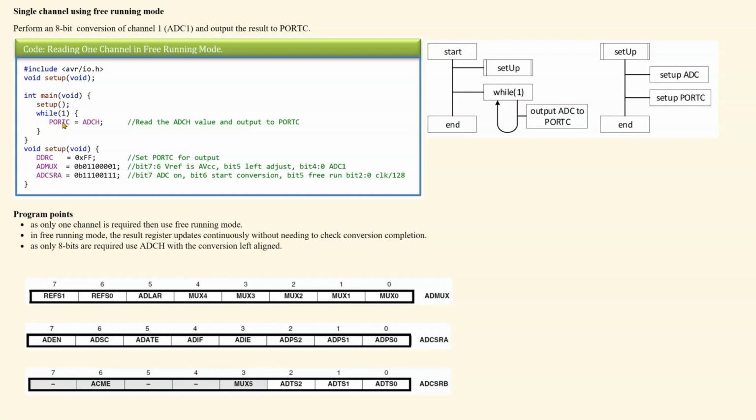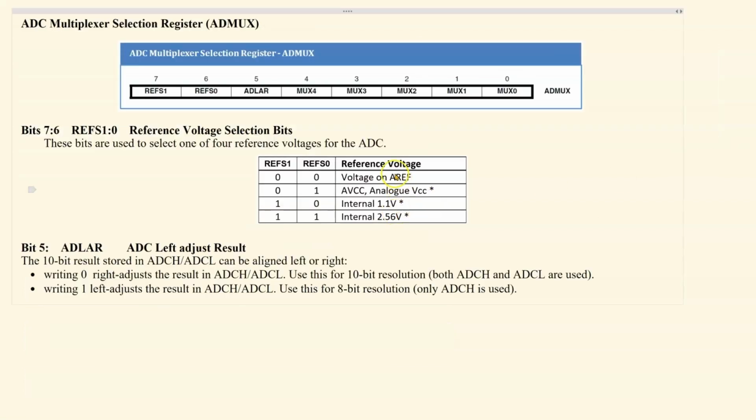Looking at the setup itself, we have DDRC, which sets all of port C for output. Then we're going to look at the ADMUX register. So the ADMUX register is shown down here. The first 2 bits are the reference bits. If I go to the reference bits here, we want to be using the AVCC external pin, so that's set to 0, 1. We want to be left aligned, so that bit here should be a 1.